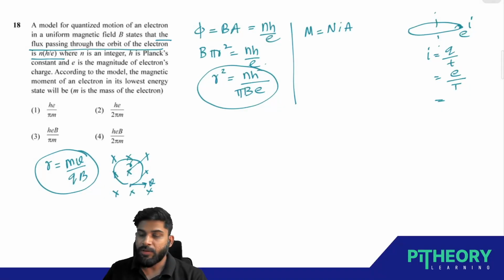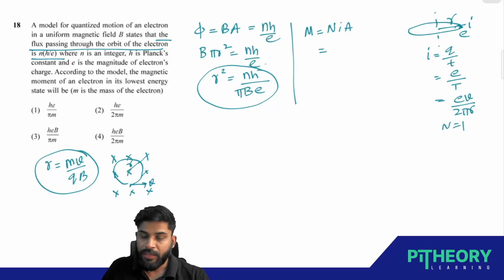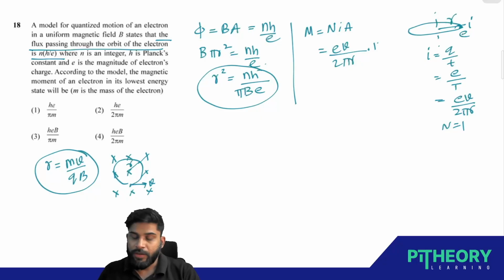T we can write as 2 pi r by v, since the circumference is 2 pi r and v is the velocity with which it is revolving. So the current is ev by 2 pi r. The area is pi r² if the radius is r. The number of turns is 1. So this becomes ev divided by 2 pi r into the area pi r². Here the pi gets cancelled.